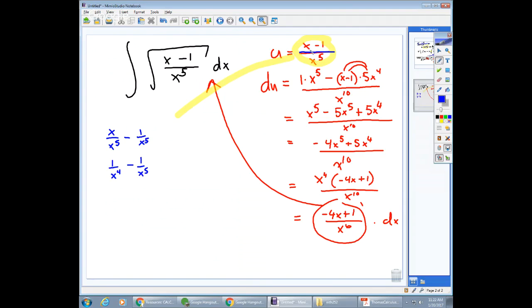Everything's being divided by x to the 5th here, both parts up there. Well, that doesn't look like it's going to help much either. Okay. So we have the integral of, oh, that might help. So as the 1/2 power, right? So we could say that's x minus 1 over x to the 5th to the power 1/2 with respect to x.